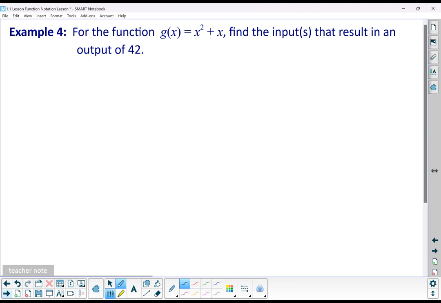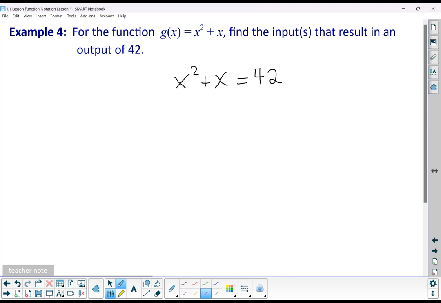Okay, so for this example, we have a more complicated function, but we're just going to guess and check to find the answer. Later in the year, we'll learn how to solve this type of problem algebraically, but for now, we're just going to guess and check. So for function g, we want to find the input that results in an output of 42. We want to figure out what number, if we square it and add itself again, would give us an answer of 42.